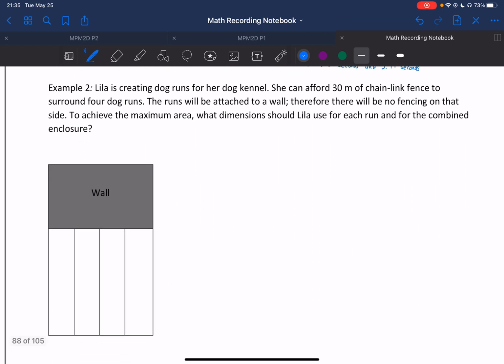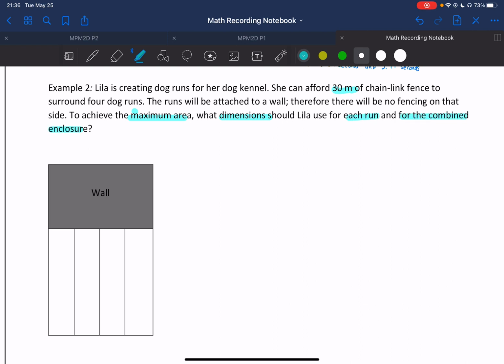So let's look at this next question here. Lila is creating a dog run for her kennel. She can afford 30 meters of chain link fence, so 30 meters is how much fence she can have to surround 4 dog runs. The runs will be attached to a wall, therefore she will need no fencing on that side. To achieve maximum area, what dimensions should Lila use for each run combined? So we want to know what dimensions for each run and for the combined enclosure.